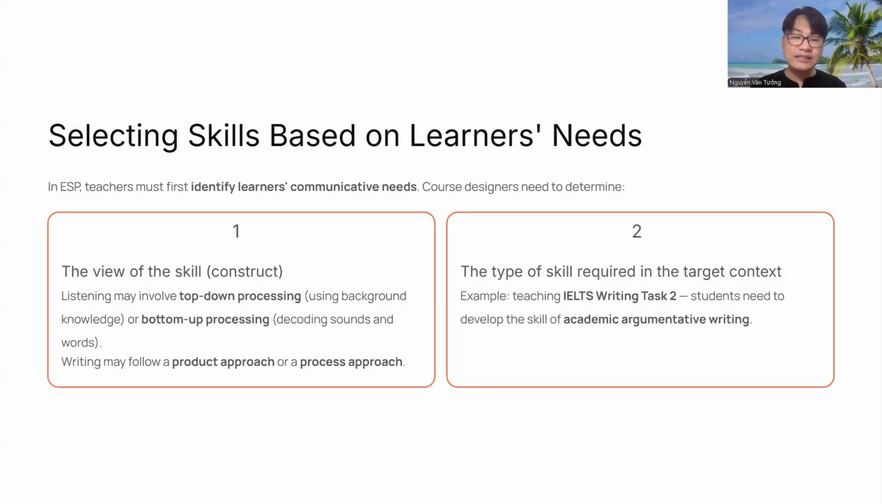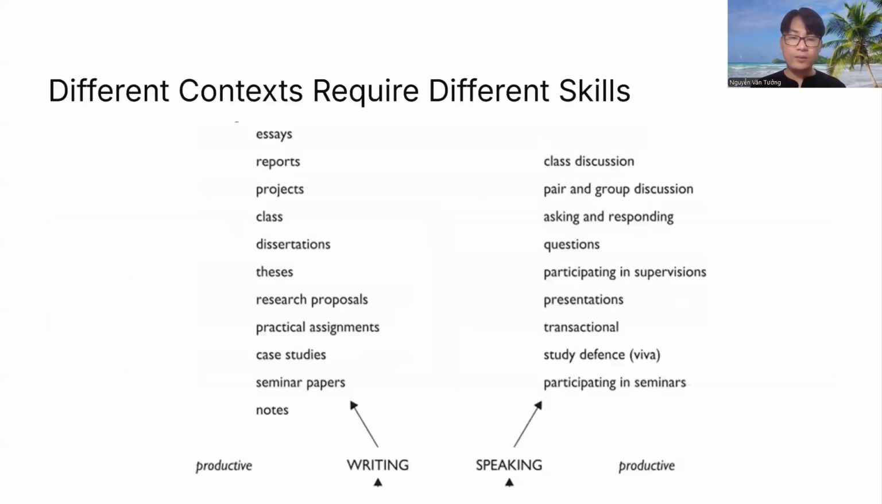So that means that the view of construct is actually the smaller criteria or sub-skills in each big skill. Like we have listening. In listening, we have top-down, we have bottom-up. Same for writing. In writing, you have the product approach or the process approach. And I will explain further in the following slides. So different contexts would require different skills.